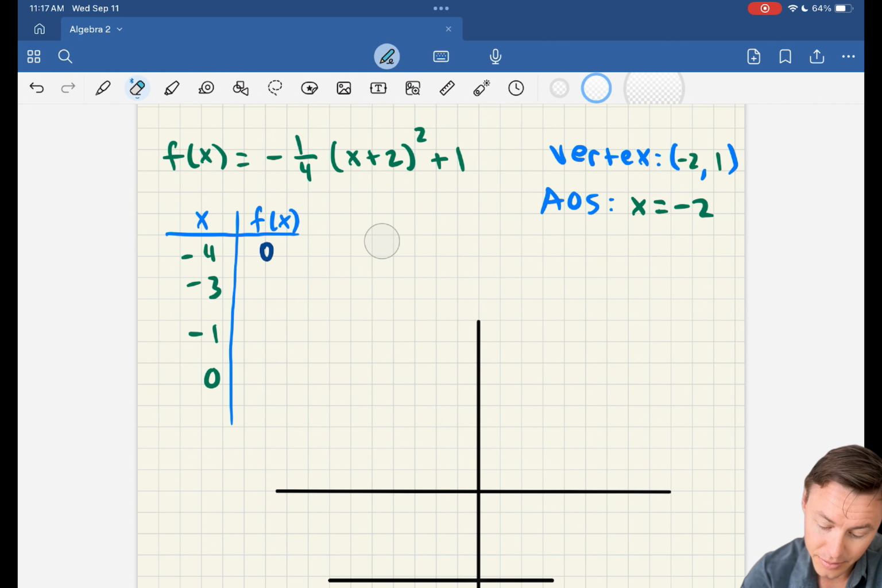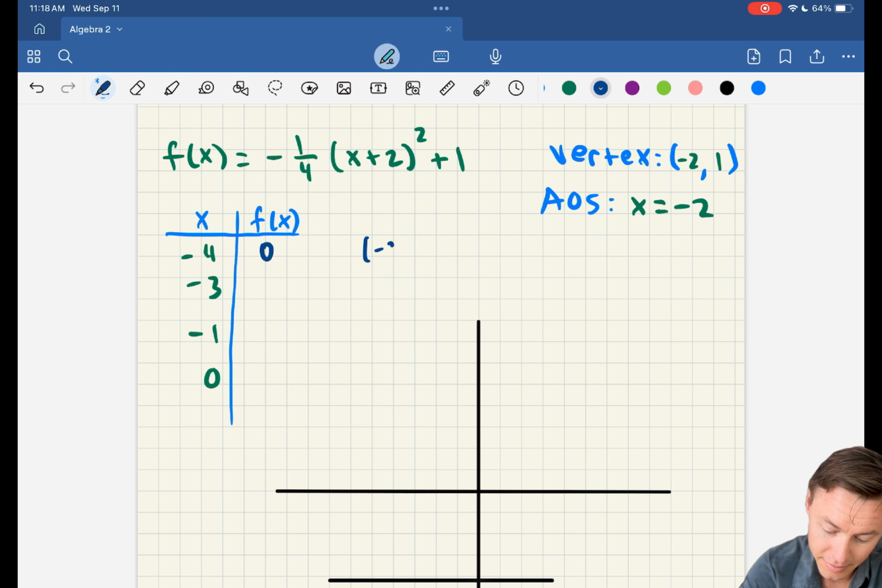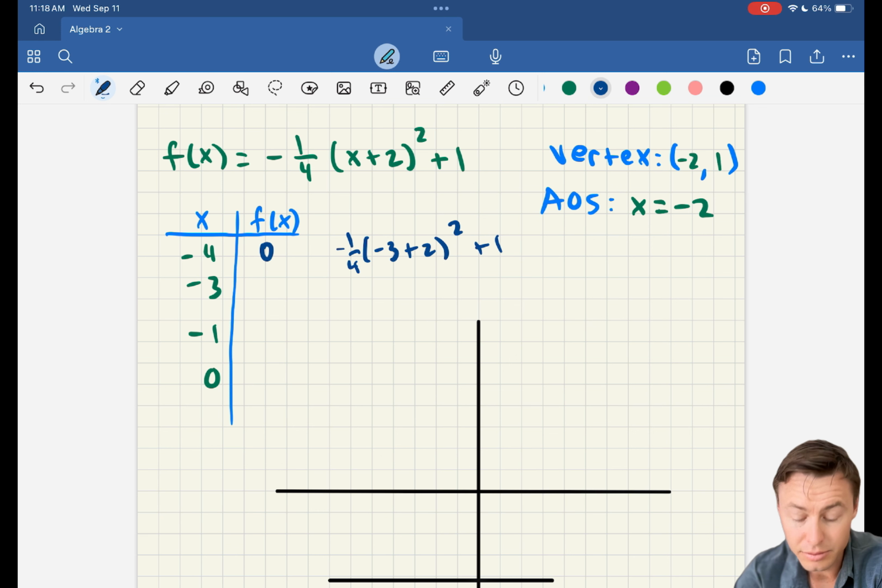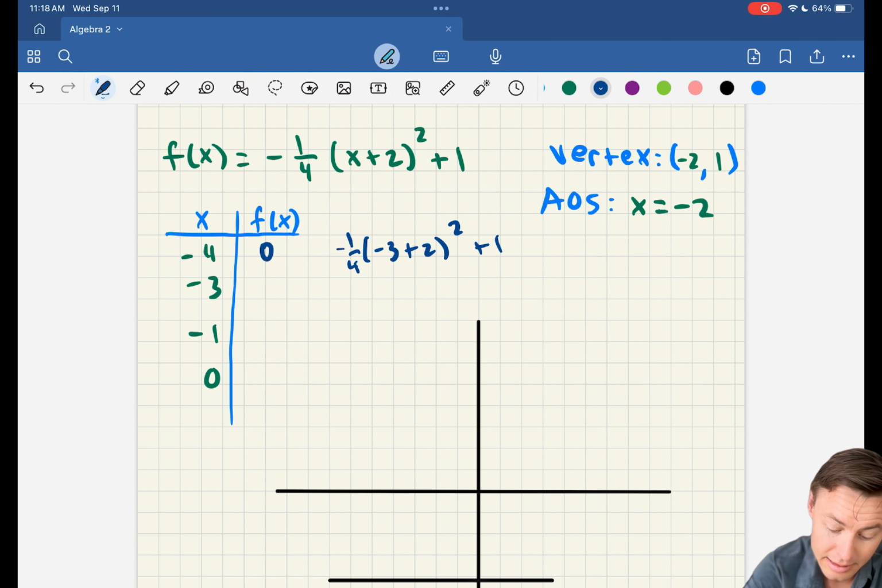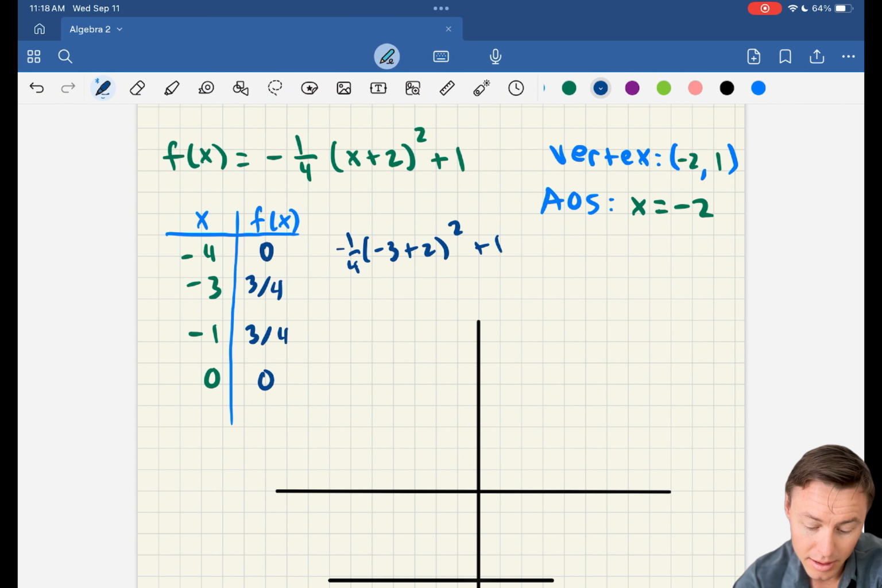Great. Let's do that again for when x is -3. When x is -3, we get -1/4 times (-3 plus 2) squared, plus 1. -3 plus 2 is -1. -1 squared is 1. 1 times -1/4 is -1/4. And that plus 1 is 3/4. Perfect. And then remember, there's a symmetry about this. So the two x values to the right of our axis of symmetry are also going to have the same y values. Just like that.